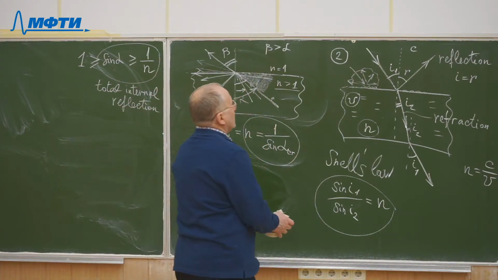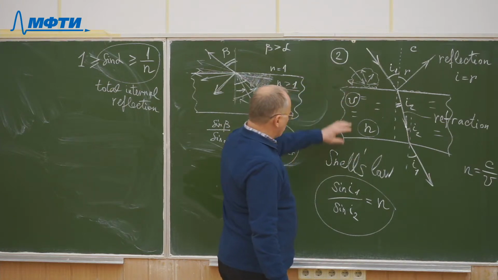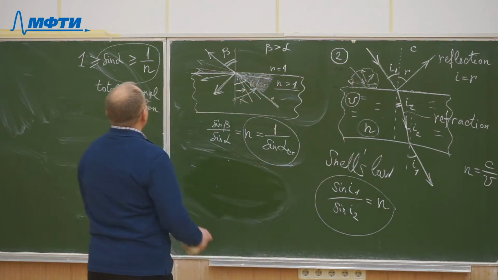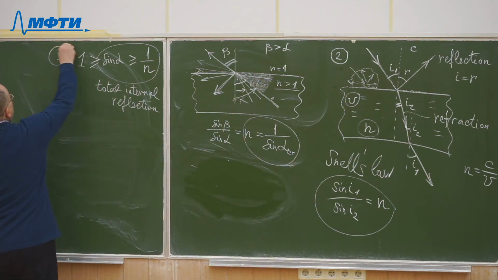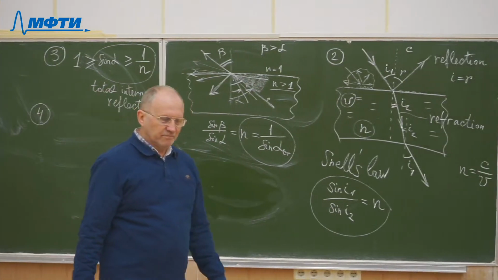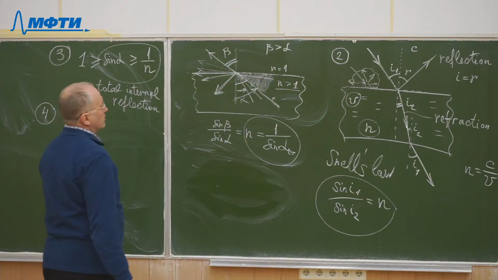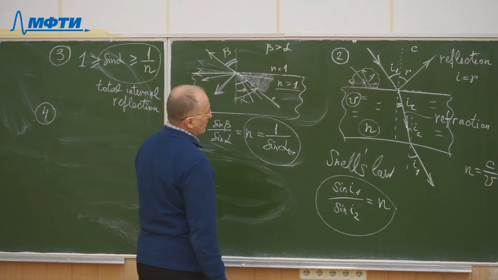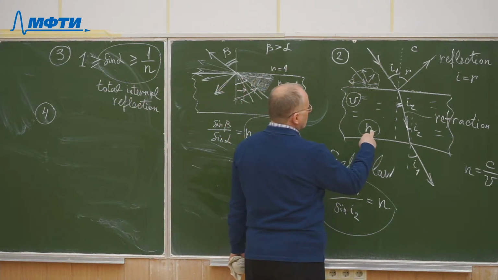So the second property of light we considered was the reflection and refraction, which is described by Snell's Law. And total internal reflection is property number 3, which we considered here. And property number 4, which I would like to underline, is the dispersion of light. The dispersion of light is the property which consists in the dependence of the refractive index on the frequency of light.